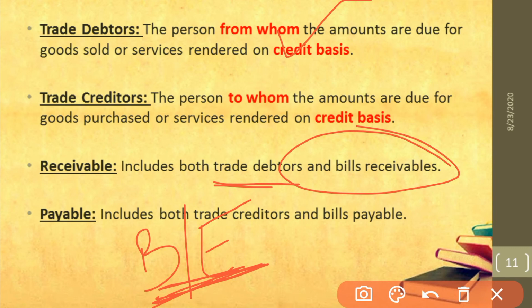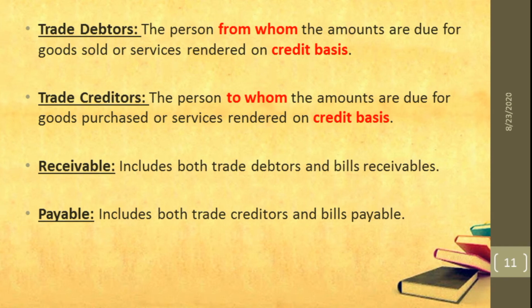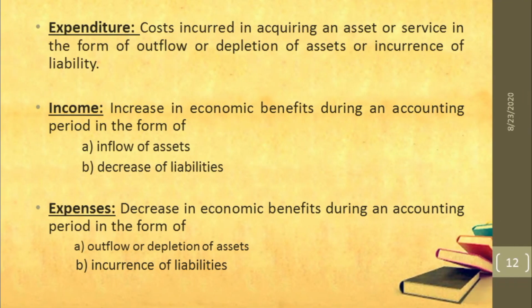So Mr. X was my debtor, right? He says, yes, I will pay you rupees 50 in say 3 months. Because I have to receive, for me it is receivables, and for Mr. Y it is bills payable. Understood? And payables also include both trade creditors and bills payable. If there's any doubt, you can comment and ask me anytime.